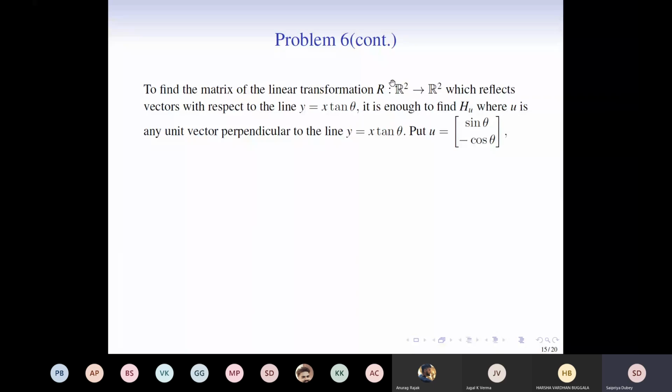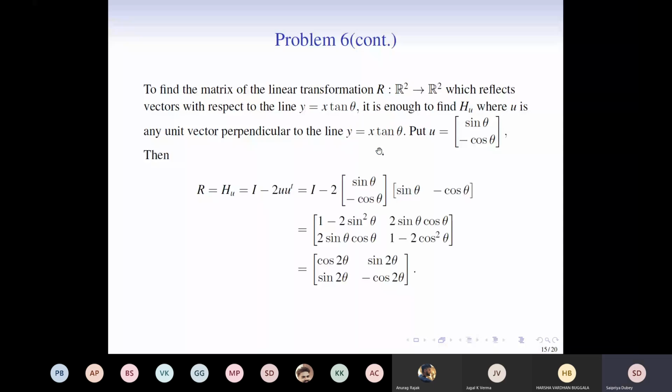We are picking a column vector in R2, which is a unit vector, and this unit vector is perpendicular to our line with respect to which we want to reflect. So then we have this calculation. R will be exactly equal to H_U, and what is H_U? H_U is just I minus 2 U U transpose. So I've written U over here, and then U transpose here.